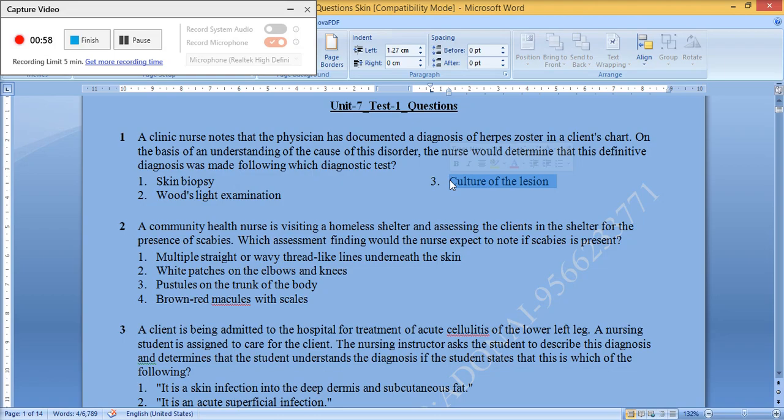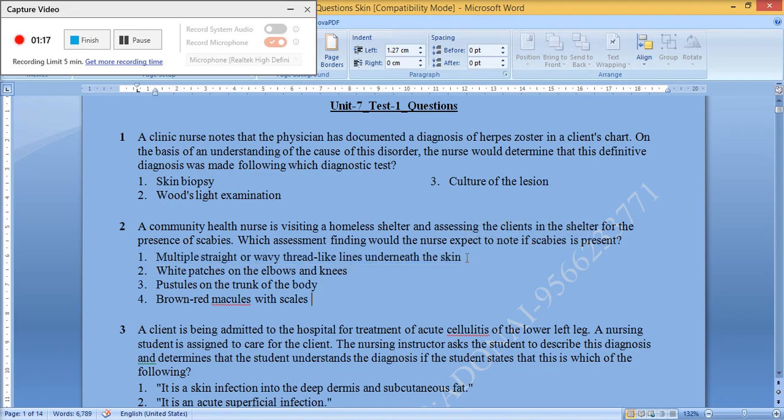2. White patch on the elbows and knees. 3. Pustules on the trunk of the body. 4. Brown red macule with scales. Answer 1. Multiple straight or wavy thread-like lines under the skin.